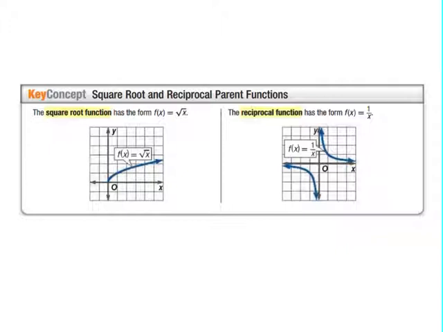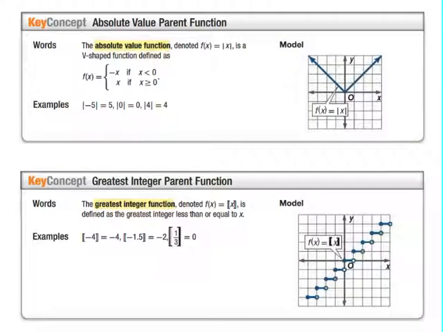Let's look at the square root function. Square root function, f of x equals root x, and then the reciprocal function, f of x equals 1 over x. And then the last two, the absolute value function looks like a v. And then the greatest integer function, this is also called a step function. Okay, and this refers to stair steps.